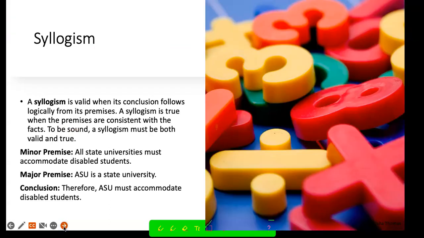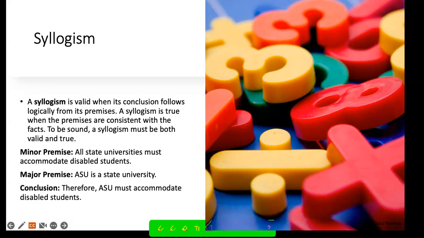Now, what are syllogisms? A syllogism is valid when its conclusion follows logically from its premises. A syllogism is true when the premises are consistent with the facts. To be sound, a syllogism must be both valid and true.